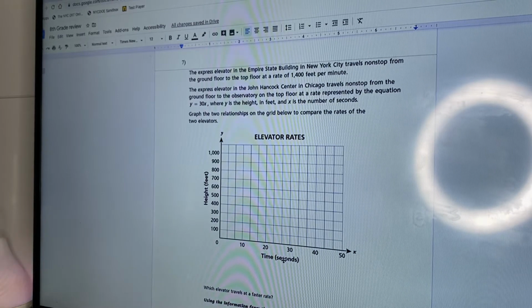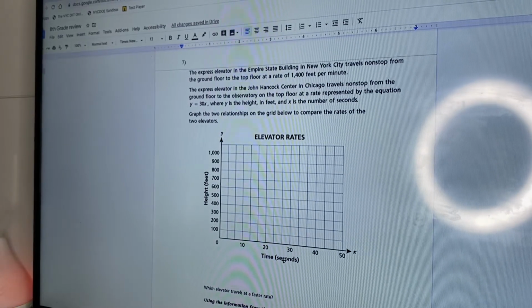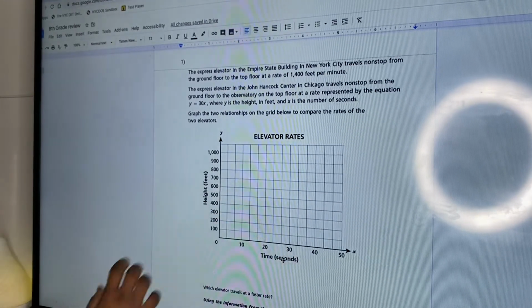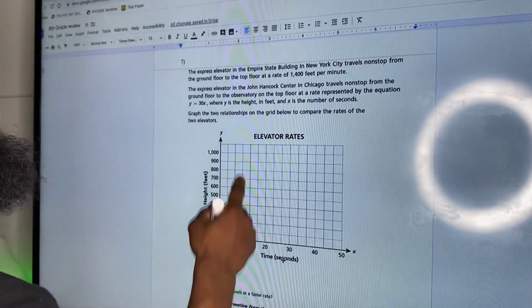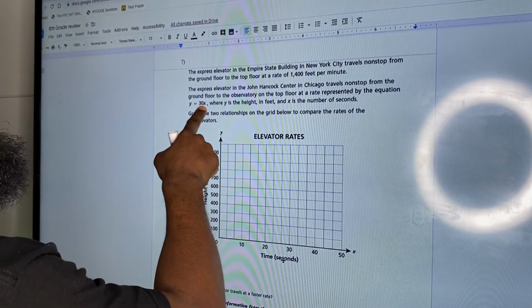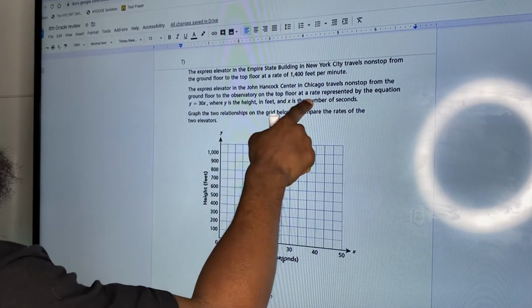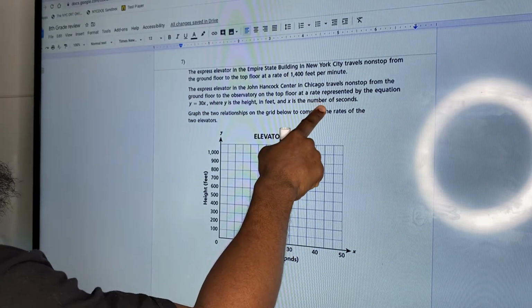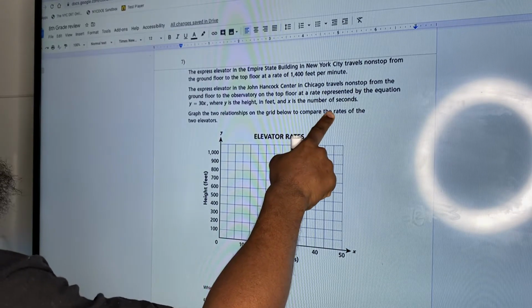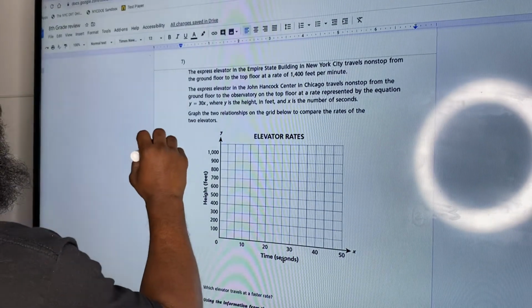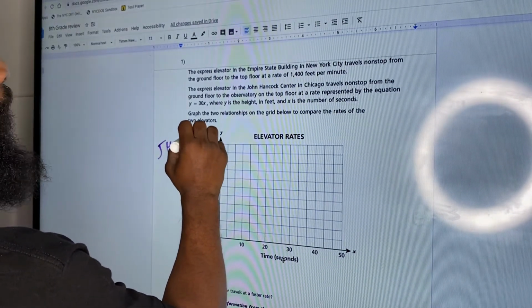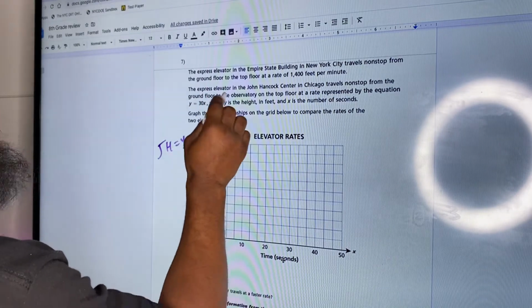Where y is the height in feet and x is the number of seconds. Graph the 2 relationships on the grid below to compare your rates. So this you'll probably have to do on a piece of paper. They already give us the equation for the John Hancock, which is y equals 30x, where y is height and x represents number of seconds.